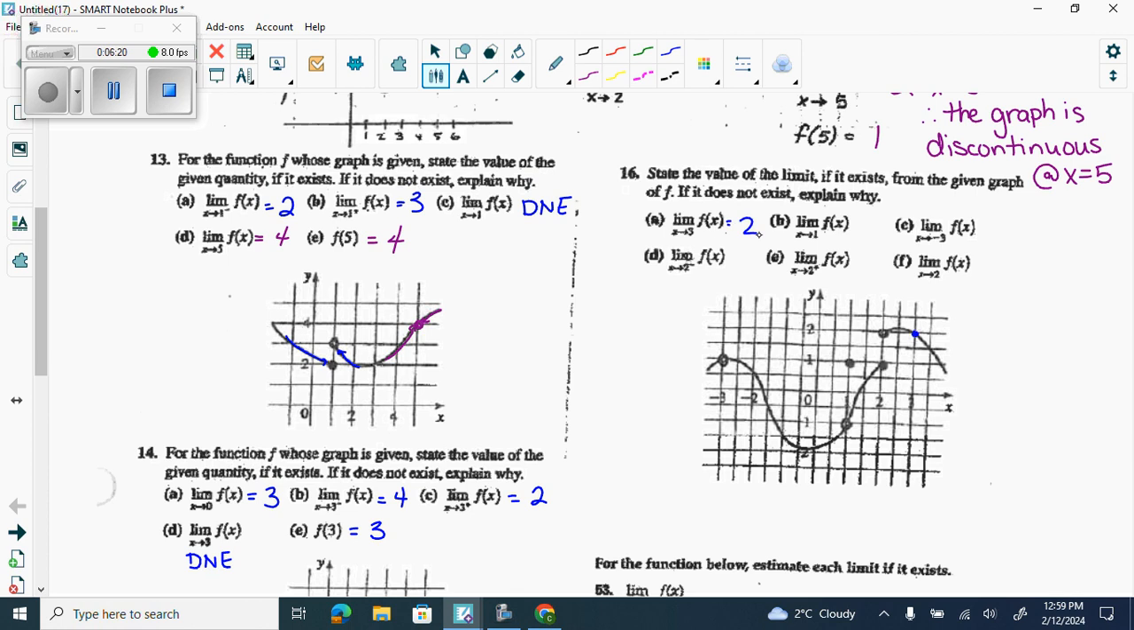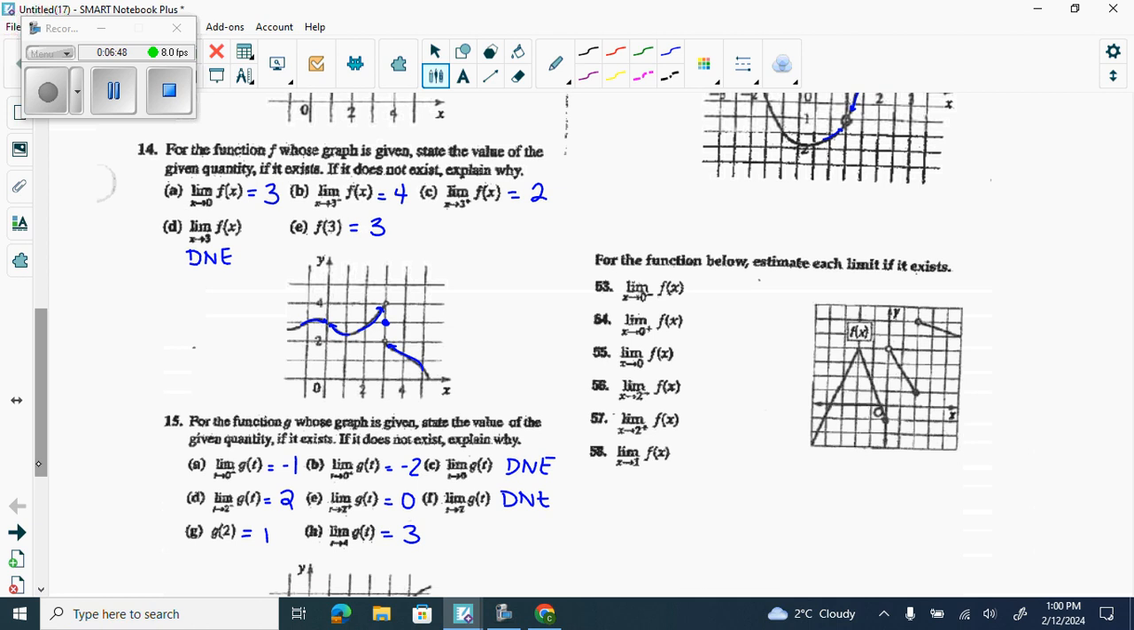As it approaches 1, what does it approach? -1. As it approaches -3, what does it approach? +1. As it approaches 2, 2? Oh, that's 2 from the left, sorry. 2 from the left is 1. 2 from the right is 2. 2 is? Does not exist.